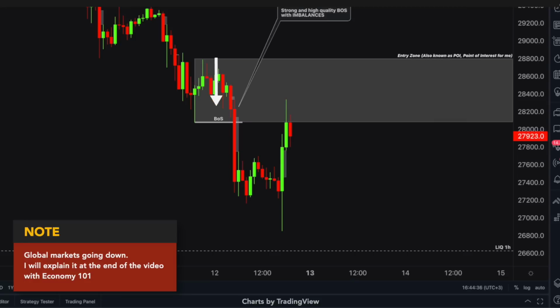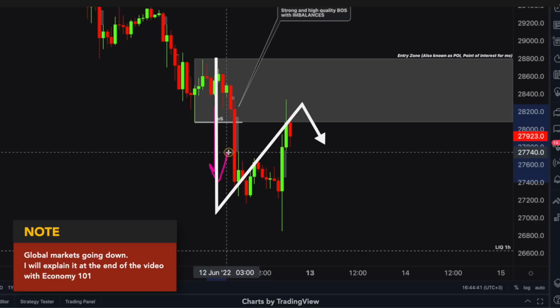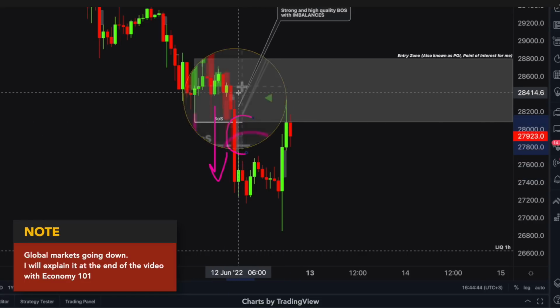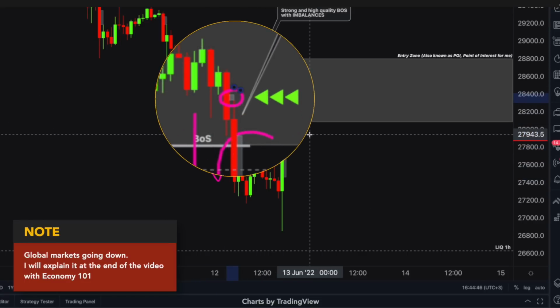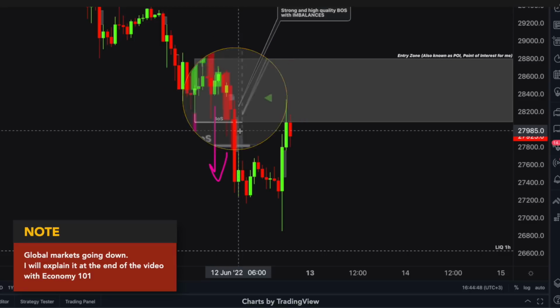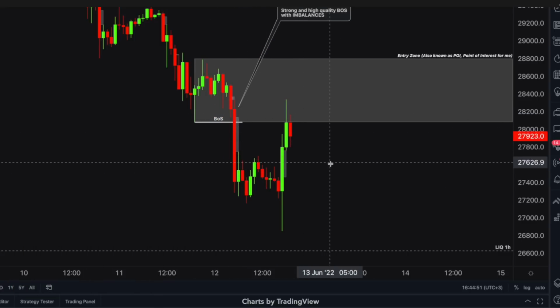Now, as you can see here, we have a very strong break of structure. And there are a couple of imbalance areas to be filled. This would be my entry zone. This is the main area that I have interest in shorting the Bitcoin.